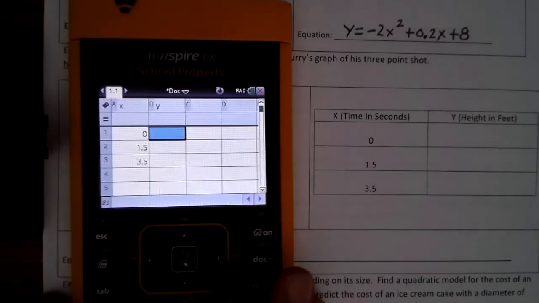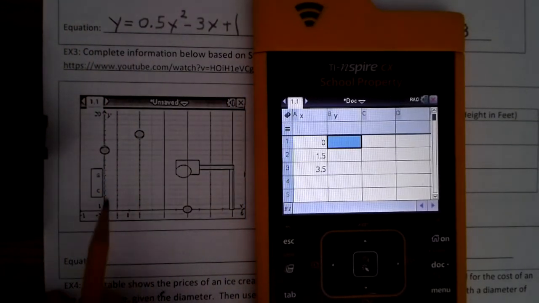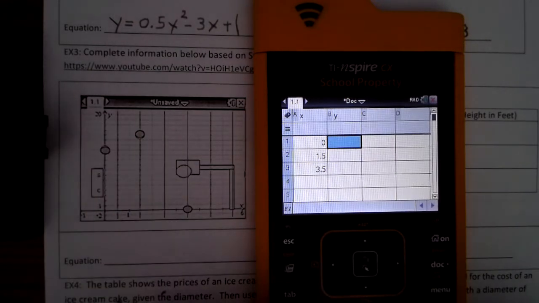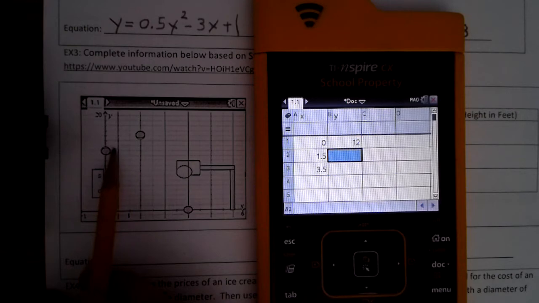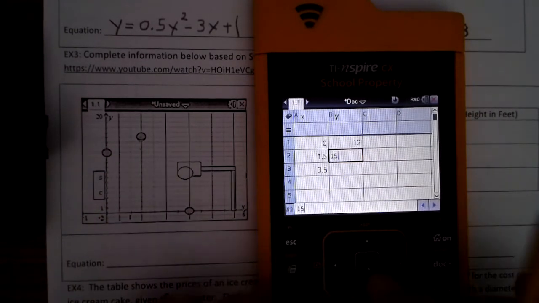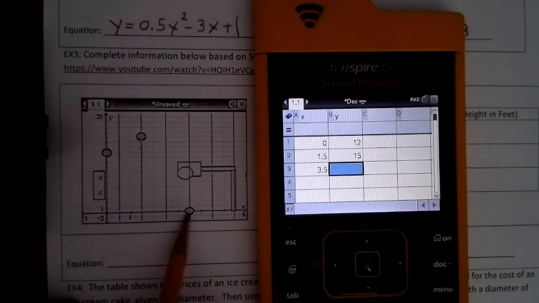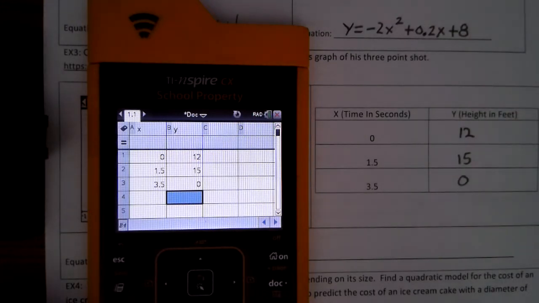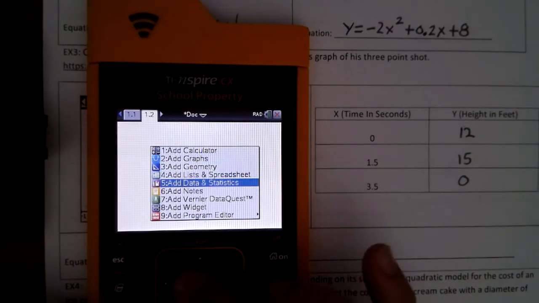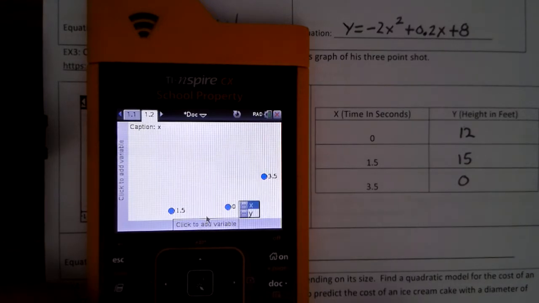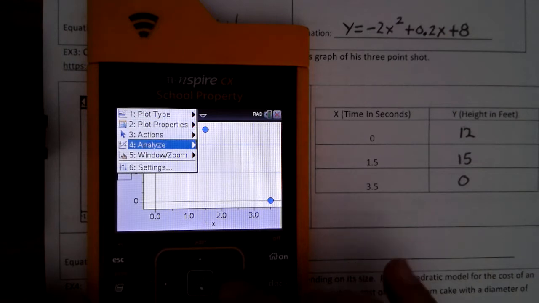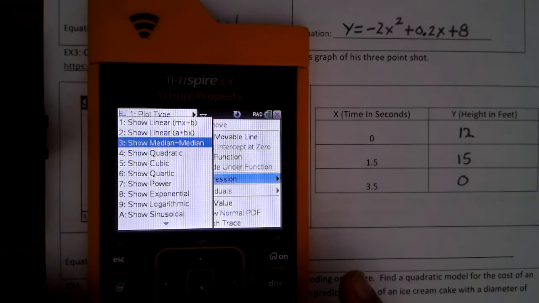And now to find these values, we look at the graph. Well, at 0, this is 1, 2, 3, 4, 5, 6, 7, 8, 9, 10, 11, 12. So that's 12. And we know that's 12, so 13, 14, 15. And then this is 0. Okay? So we can add that to our paper. So 12, 15, 0. And then we're going to do Control Doc, add data and statistics, tab X, tab Y, menu, analyze, regression, show quadratic.